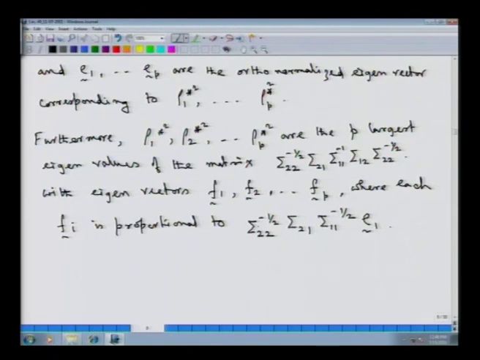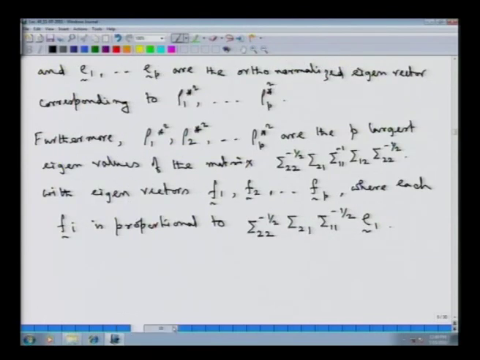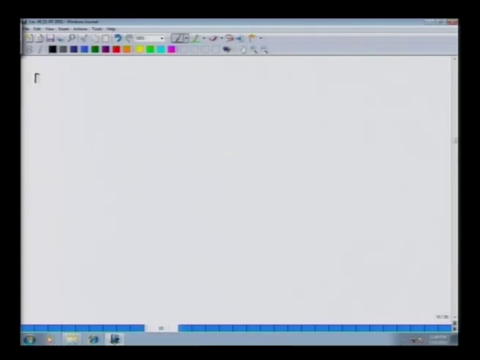Now, this proportionality constant can be easily computed by noting that the norm of phi i should be equal to 1, right. So, this is the entire result which tells us what is actually the first pair of canonical variables, right. We will look at proving this particular result because it is a fundamental result in canonical correlation analysis.